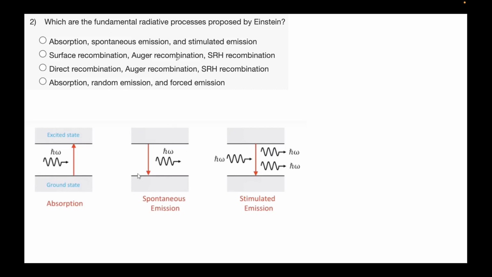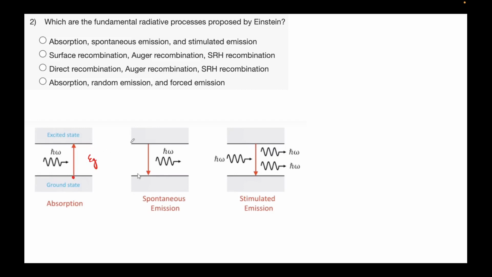So here the fundamental radiative processes are three, actually two: absorption and emission, but we have split the emission into two parts for our purpose. Absorption is very simple. This is your h omega or h nu, however you denote it. Let's say an electron is here. If this energy is greater than or equal to Eg, which is the band gap here, you can simply absorb the electron.